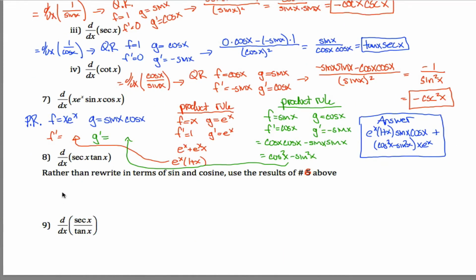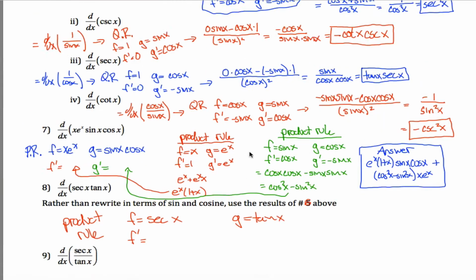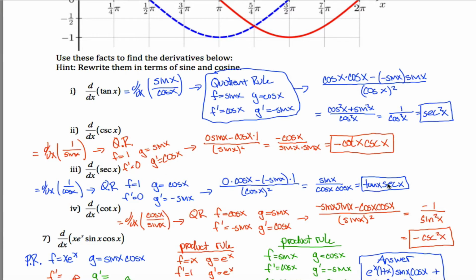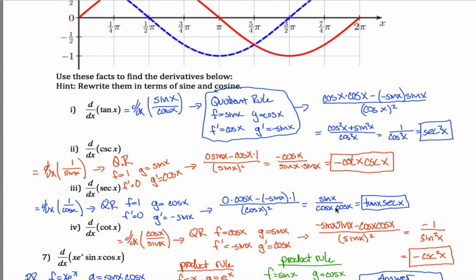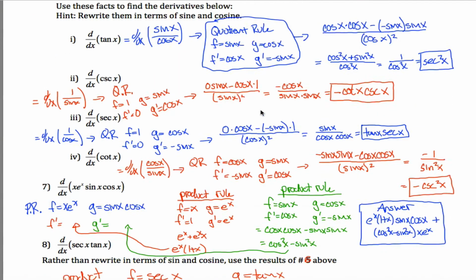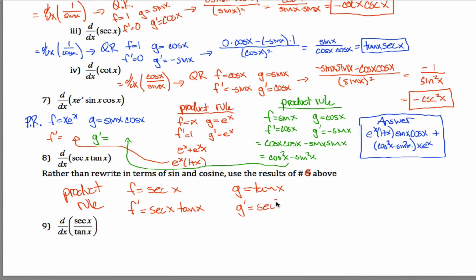So what I can do is use the product rule. Playing the role of f is secant of x, and playing the role of g is tangent of x. And f prime I can get from up here. I figured out the derivative of secant is secant times tangent. And g prime is the derivative of tangent, which I figured out above was secant squared. It's this right here. So what I can do is take these four pieces right here and put them all together using the product rule.